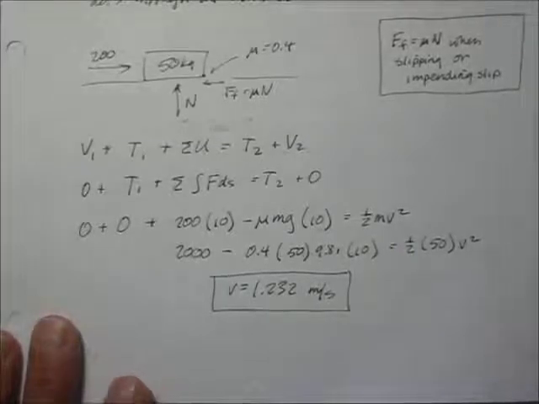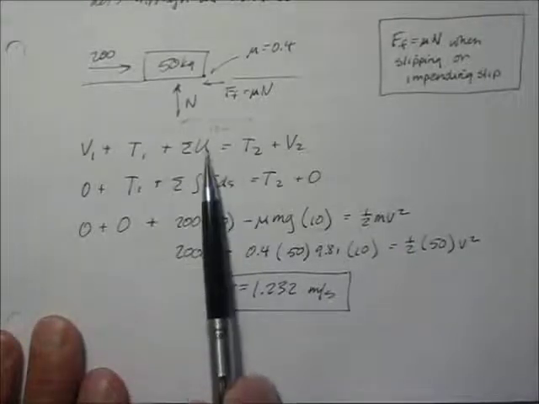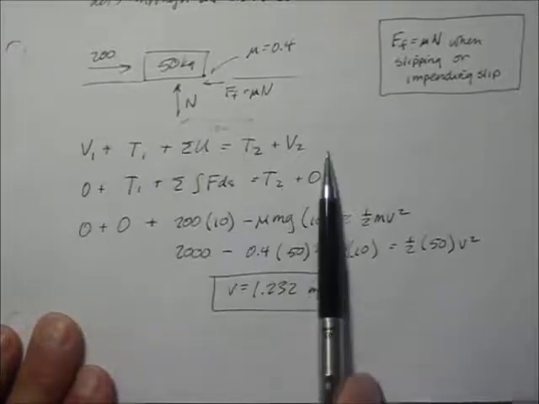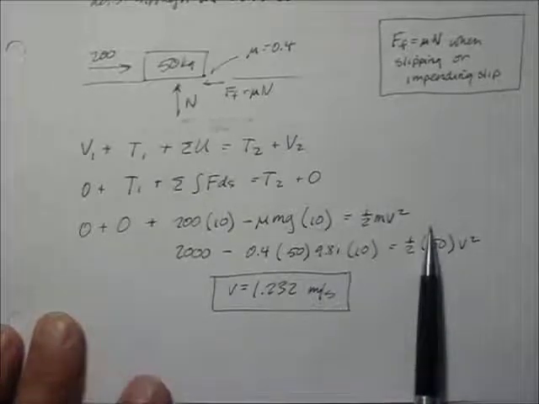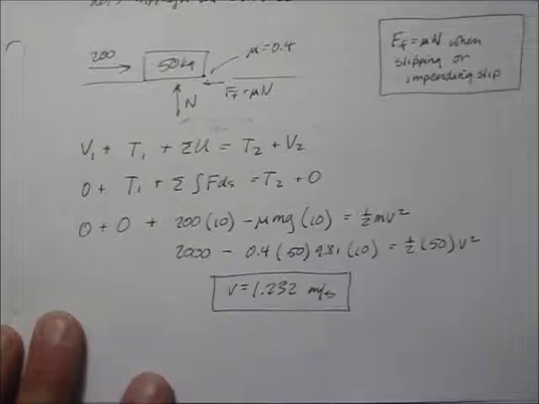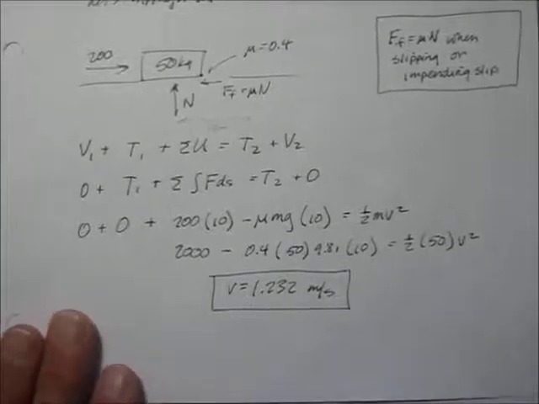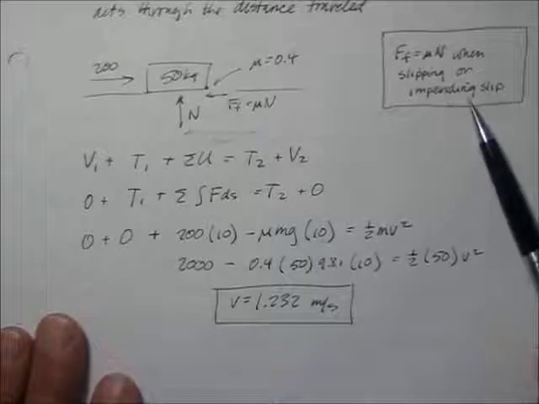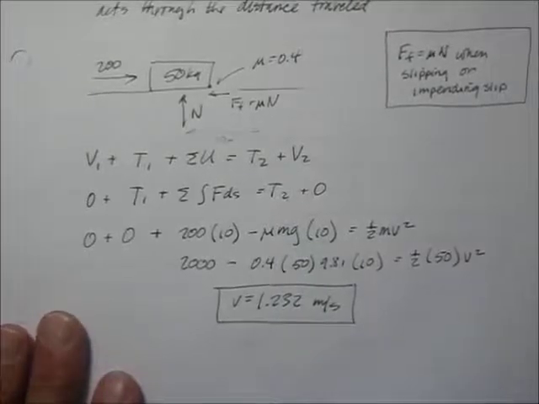Here it's real important to honor the equal sign. When you put everything together, I want everything on this side of the equation until we get done with filling in all the blanks, and then you can do your algebra and solve for V. So again, quite simple. Recall again that force of friction is equal to mu normal when slipping or impending slip, and we'll deal more with friction as we go along.